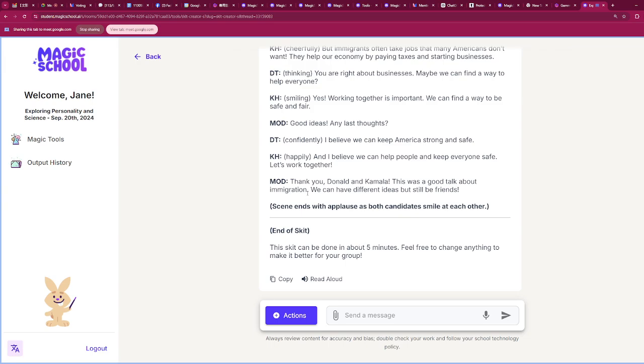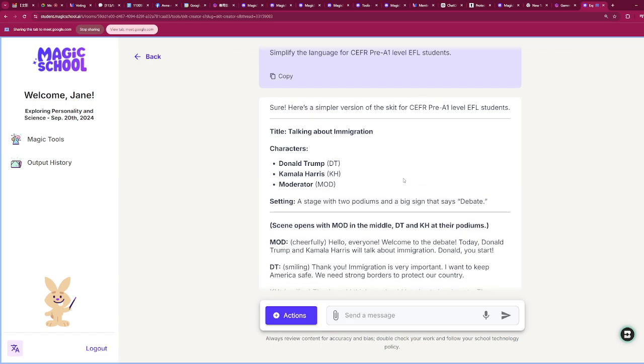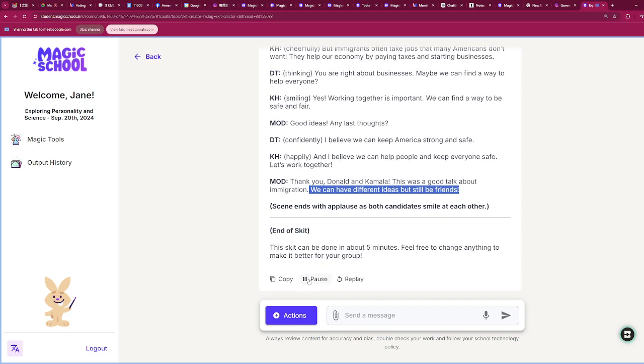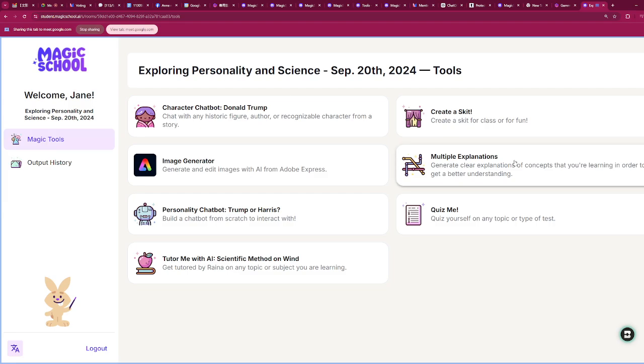Okay. So the most important thing is different ideas but still be friends. Again, this is a read aloud. Students could have it read aloud and read along. Okay. All right. So this is the skit part for personality exploration and being able to work together with people with different personality types.